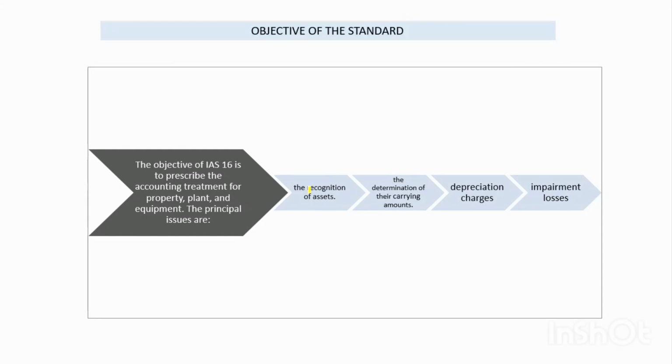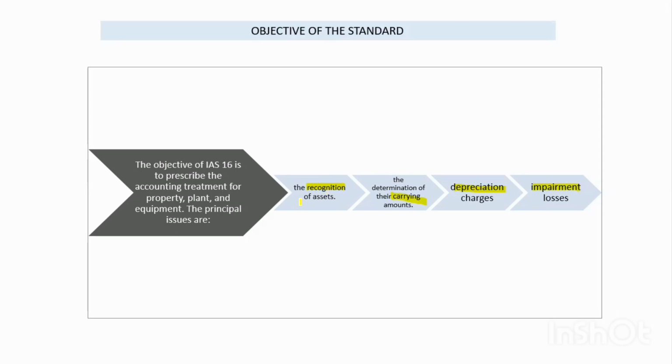There are some basic words here. The first one is recognition. The second one is the carrying amount, depreciation, and impairment losses. So we'll be looking at this in detail, but let me just take a brief moment to explain what recognition is.